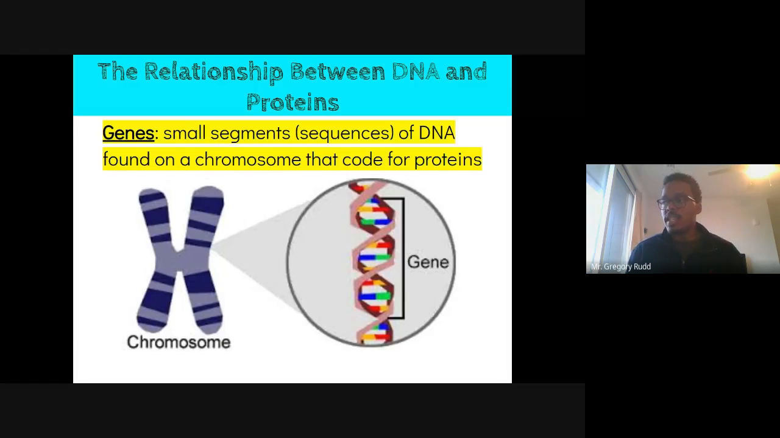And each of those genes is going to code for between 1 and 5 proteins. So this is the essential relationship between DNA and proteins. DNA has genes, or it makes up genes, and those genes then code for proteins.